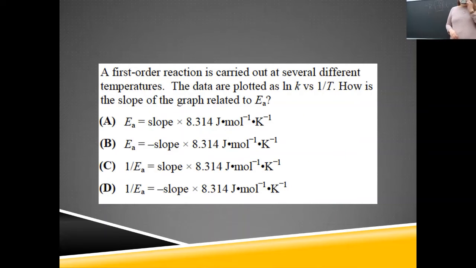So now let's look at our slide here. First order reaction is carried out at several different temperatures. The data is plotted. How is the slope related to EA? Okay, so if I want to say negative EA over R, remember EA is our activation energy, is equal to the slope. And now I want to solve for EA. I want to get EA by itself. What is the other side of that going to look like?